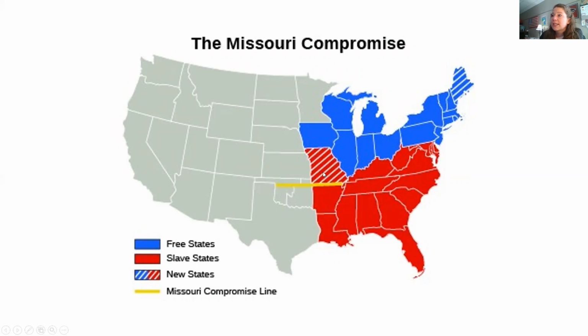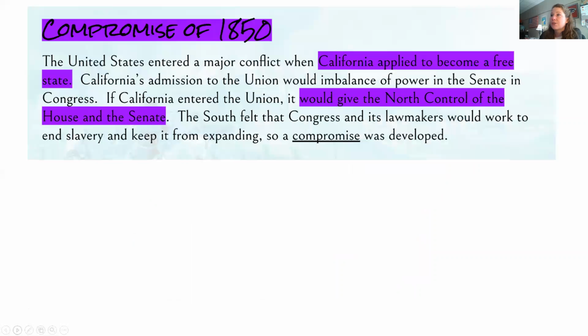Obviously Missouri was going to be a slave state. And so what happened is Missouri and Maine joined the Union at the same time. Missouri was admitted as a slave state because Maine was going to be a free state, and they were trying to keep those numbers the same. So that kept people happy for about 30 years.